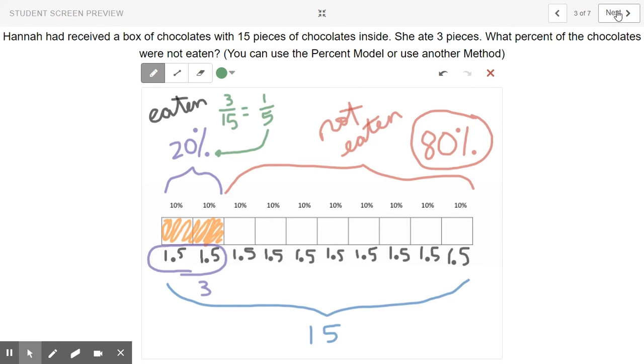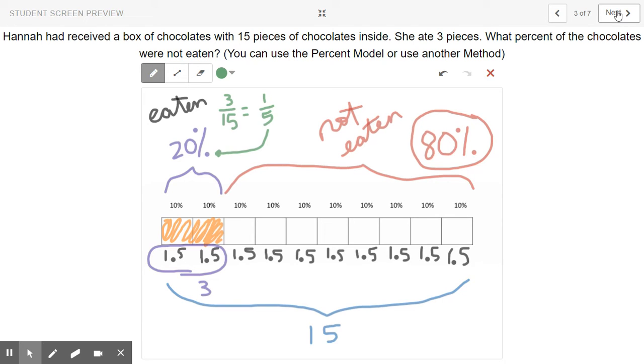Hannah had received a box of chocolates with 15 pieces of chocolates inside. She ate 3 pieces. What percent of the chocolates were not eaten? You can use a percent model or use another method. So just be careful with this question. The whole thing's out of 15. That means each section is 1.5. You move the decimal one to the left from 15, so you get 1.5.